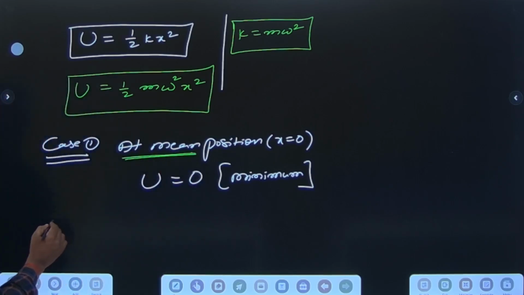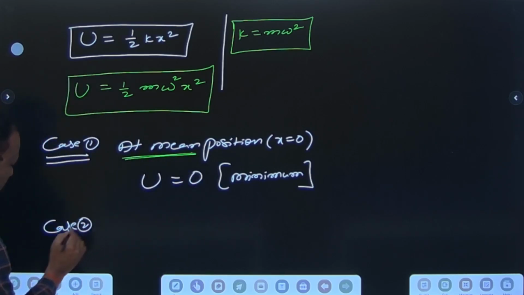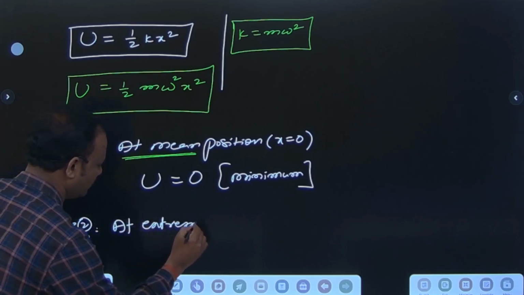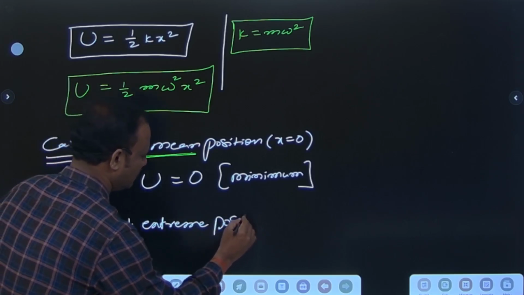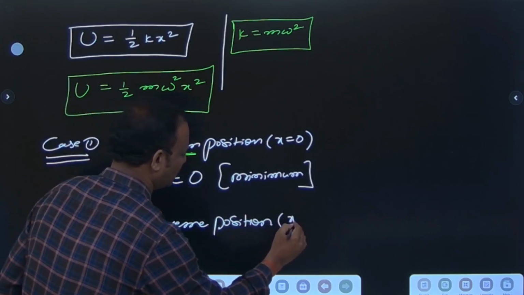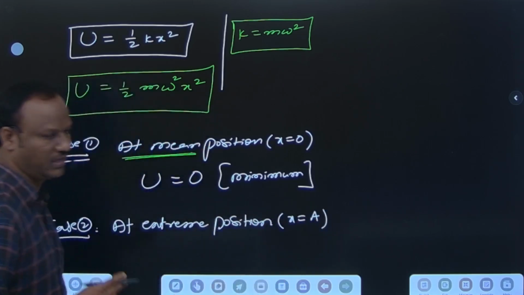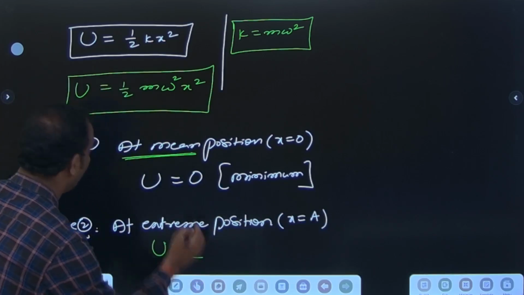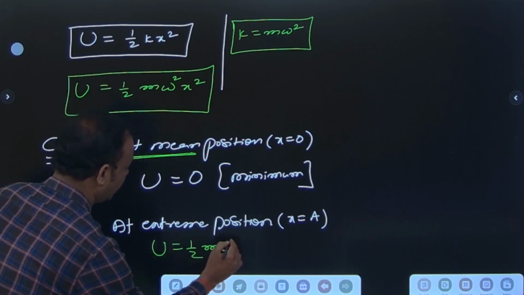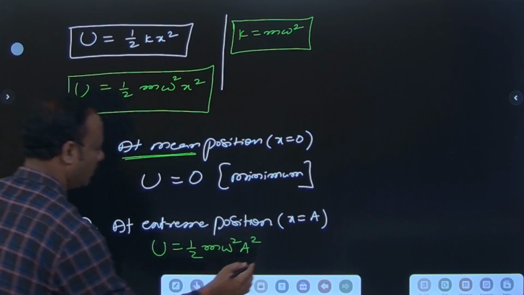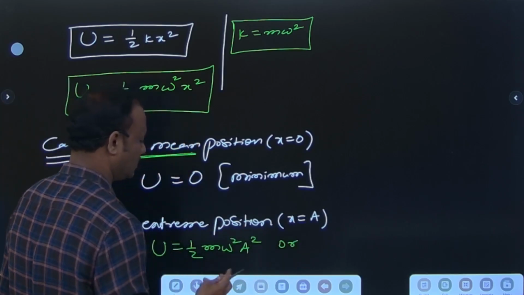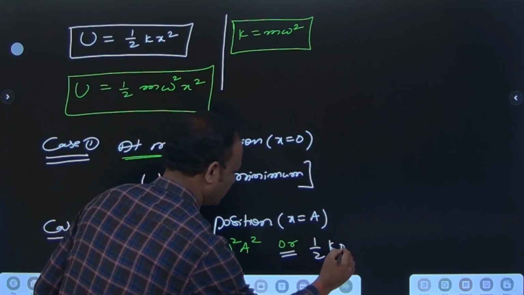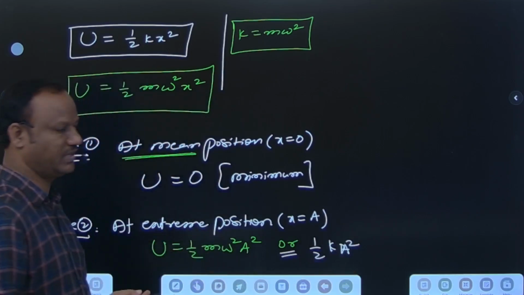And for the second one, case 2, at the extreme position. Extreme position means x is equal to a. Now we can substitute: U is equal to half m omega square a square. And m omega square is k, so half k a square also we can say.